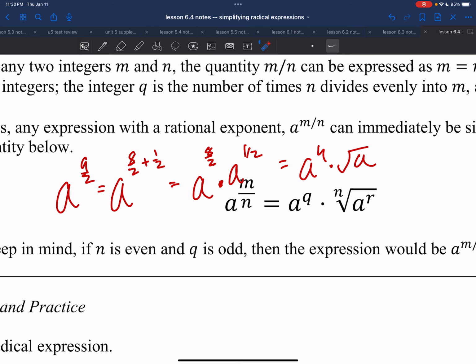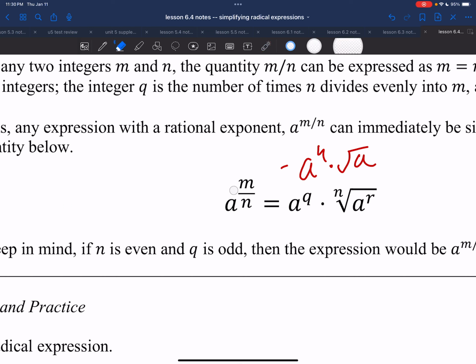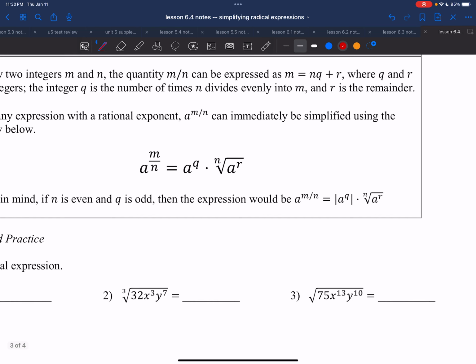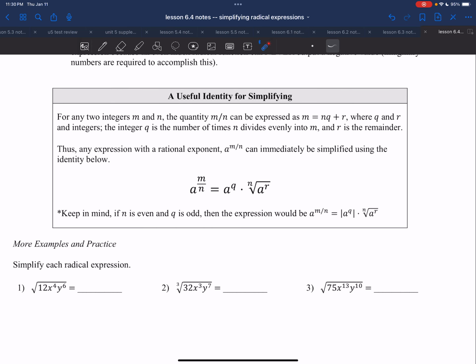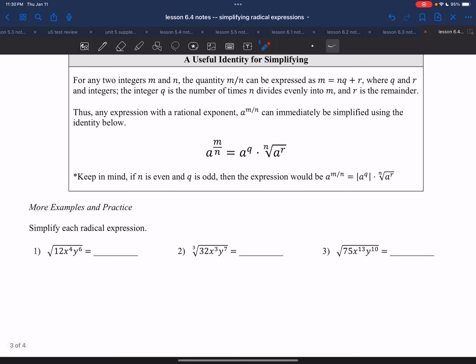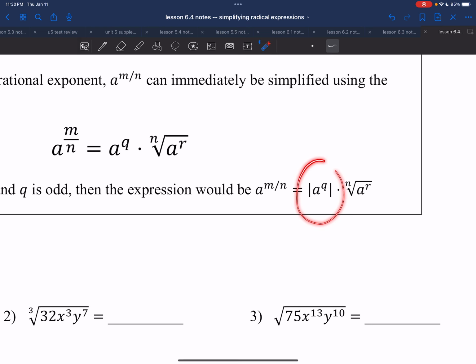But this is how you do it quickly. See how many times the denominator goes into the numerator, whatever that quotient is, put that on the outside. Whatever the remainder is, keep that on the inside. And as a little asterisk, keep in mind, if you're taking an even root, don't forget all that stuff we just said up here. If you take an even root and then this quotient is odd, then you need an absolute value bar on it. Okay? For the same reason, all the stuff we just talked about.